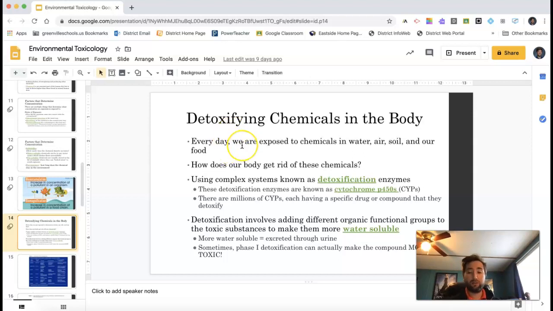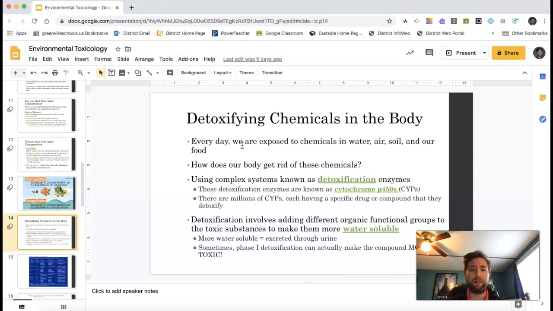Alright, so we're going to talk about detoxifying chemicals. So every day we're exposed to tons of different chemicals, and I know I said that before, and I really mean it. Like right now I'm sitting in my room here. I could be exposed to dust particles. I could be exposed to all kinds of air pollutants through the ventilation systems. So one major thing is, how does our body get rid of these chemicals?